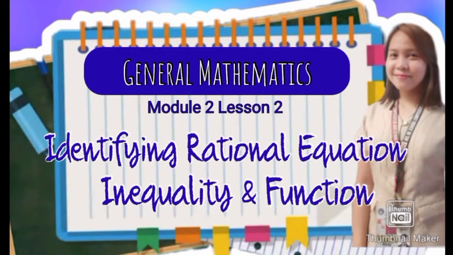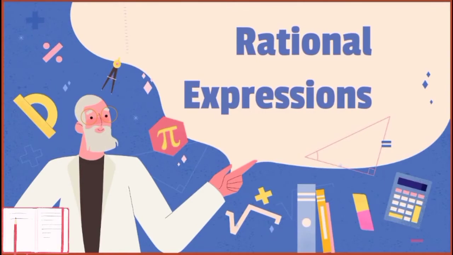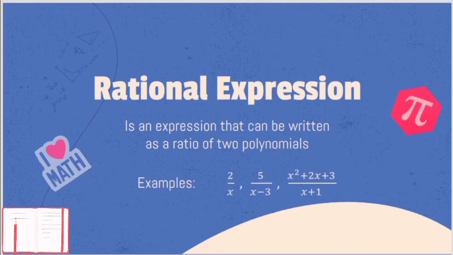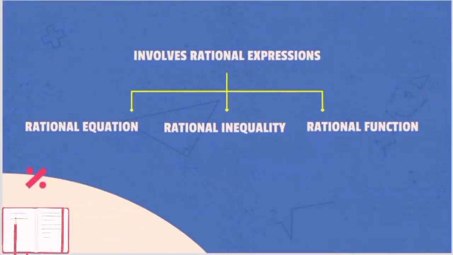For today, we will identify rational equation, inequality, and function. But before that, let us discuss rational expressions. A rational expression is an expression that can be written as a ratio of 2 polynomials. Here are the following examples: 2 over x, 5 over x minus 3, x squared plus 2x plus 3 all over x plus 1. Now the following involves rational expressions: rational equation, rational inequality, and rational function.